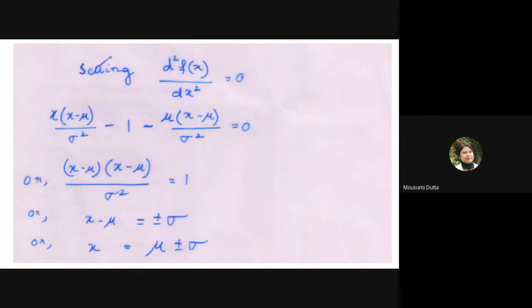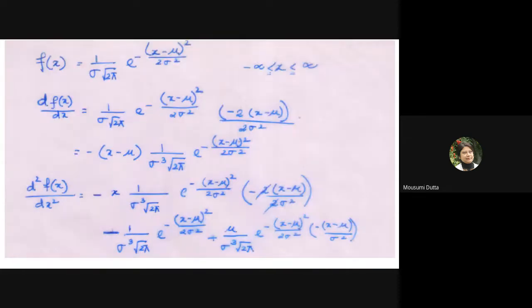I'm setting d square fx by dx square equal to zero because I would like to find the value of x. I hope you are understanding that 1 by sigma cube root over 2 pi e to the power minus x minus mu whole square by 2 sigma square is common. This is common. So please take this common, then put a square bracket.